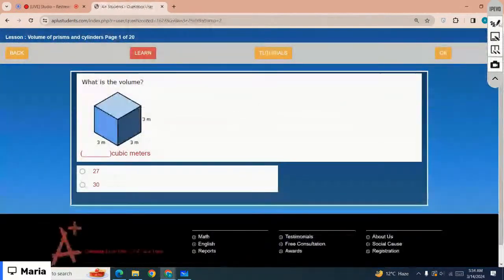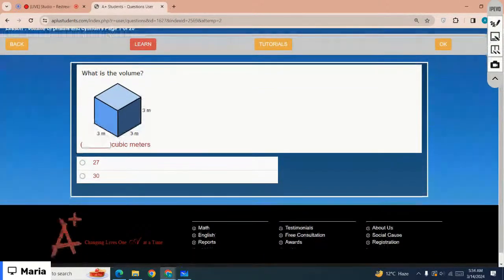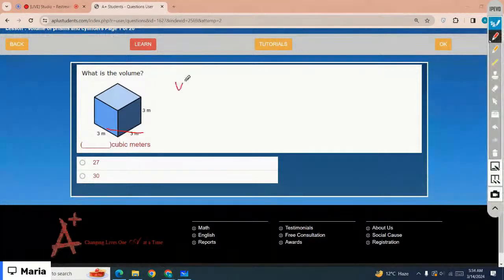Okay, what is the volume? The volume is length times width times height, that is the cube. That is 3 times 3 times 3. 3 times 3 is 9, and 9 times 3 is 27 cubic meter. So the correct option is 27 cubic meter. Option number 1 is the correct one.